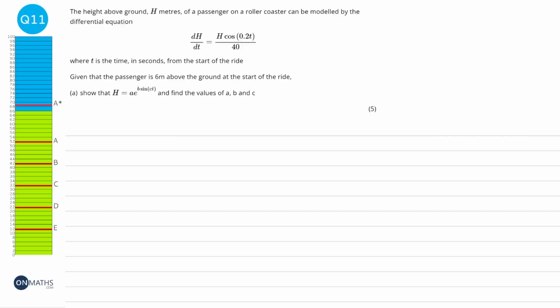We're going to start this question by just rearranging this part here. Now we've got our eye on the prize. We know that we're going to end up with h equals and then something in terms of e to the power of sine. So we've just got to bear that in mind when we start rearranging. That's kind of what we want to try and get to. So we've got dh over dt equals h cos 0.2t over 40.